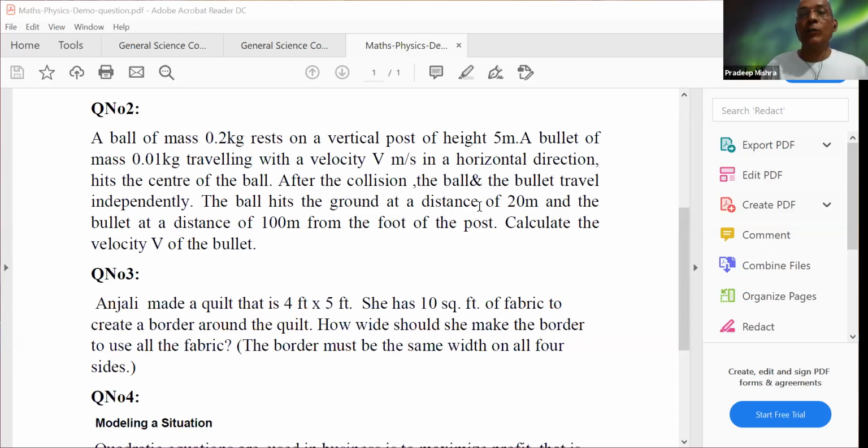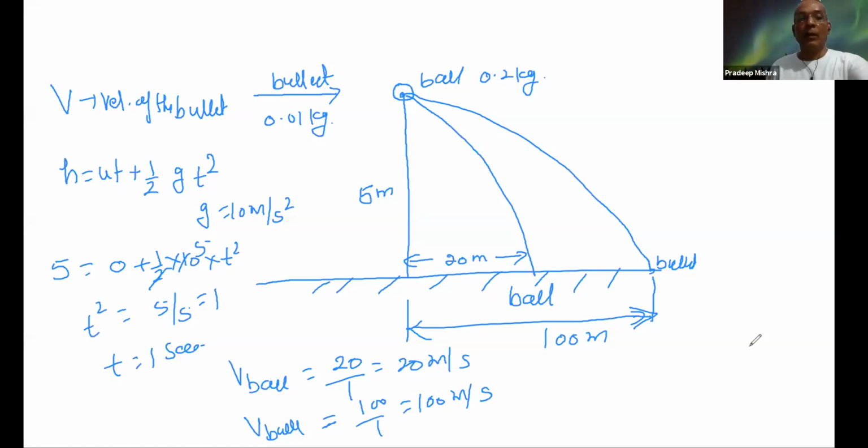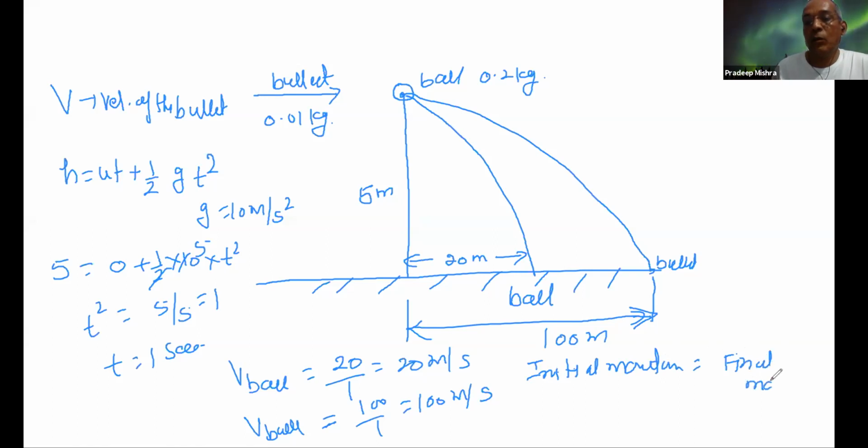Calculate velocity V of the bullet. So now we'll go back to it. Have you understood what momentum is? Yes. There is initial momentum. Initial momentum is equal to final momentum.